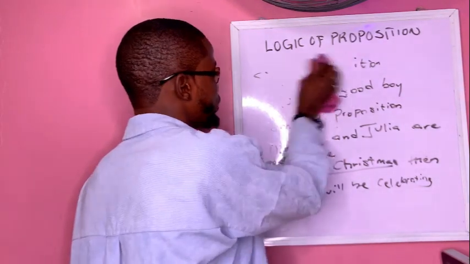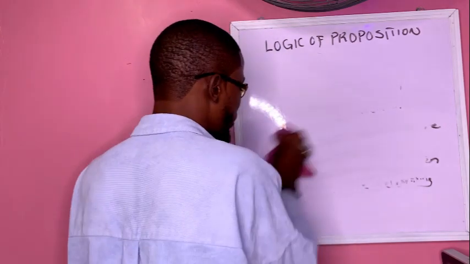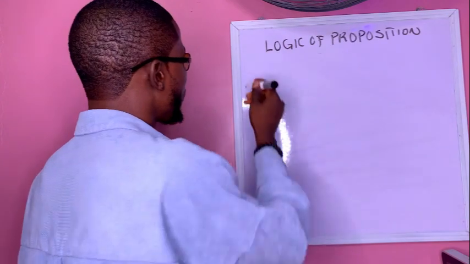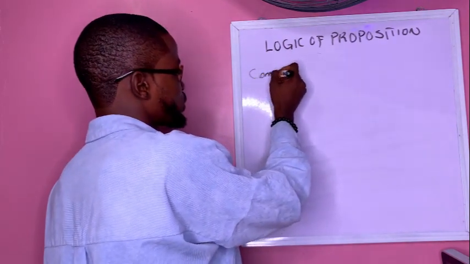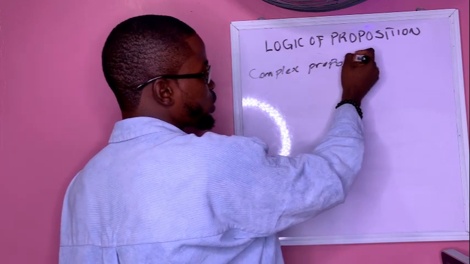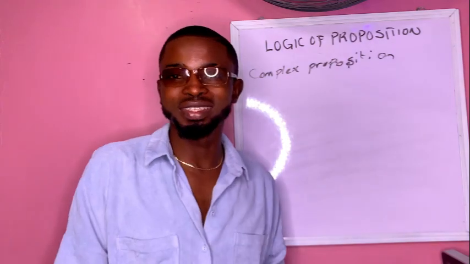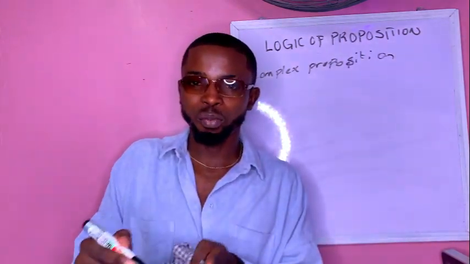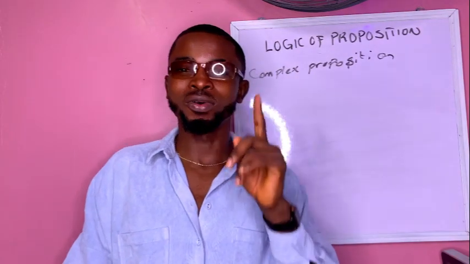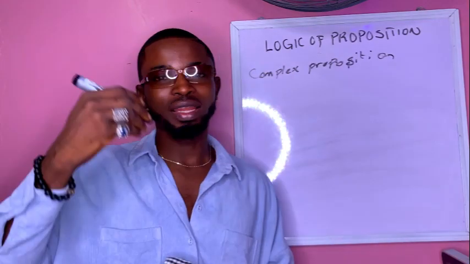Then the third kind of proposition that we'll be analyzing before we go to standard form categorical proposition is the complex proposition. So what is a complex proposition? A complex proposition is a proposition that contains a compound proposition as a component. Don't forget that a simple proposition is just like one, a compound proposition is like two in one, then a complex proposition is like more than two, let's say three in one.